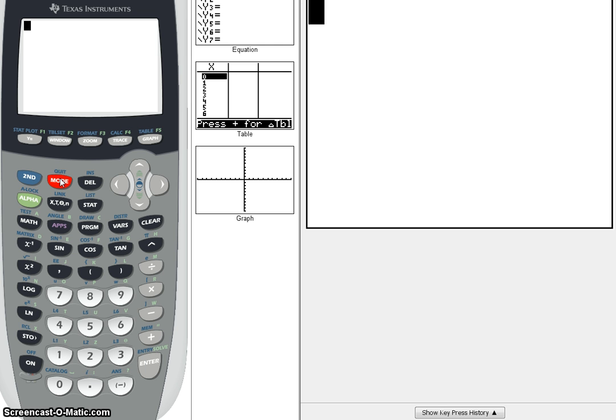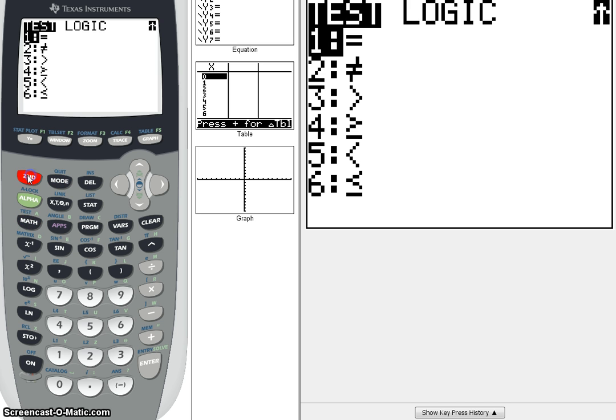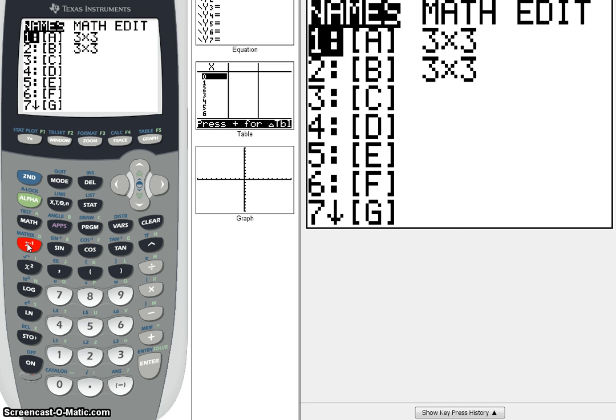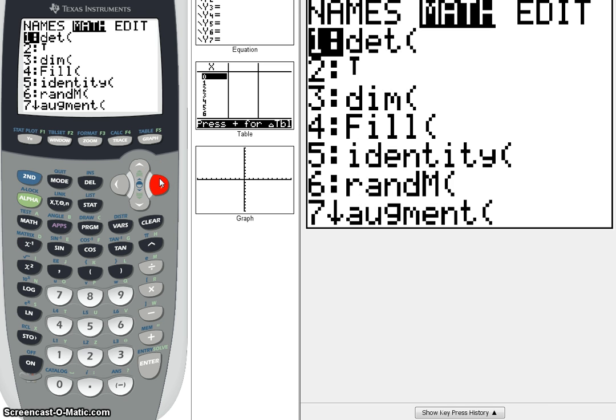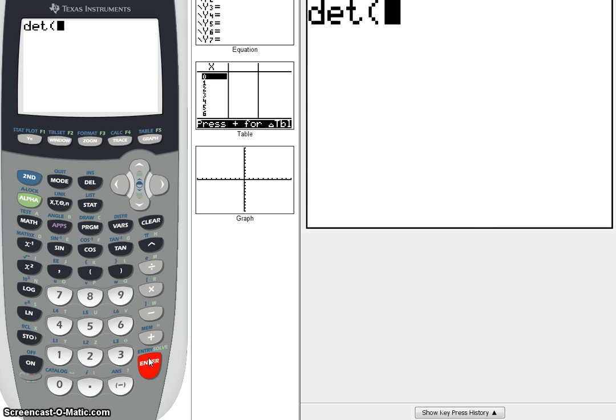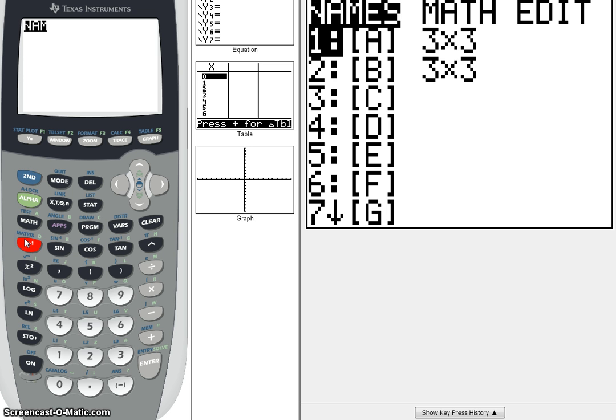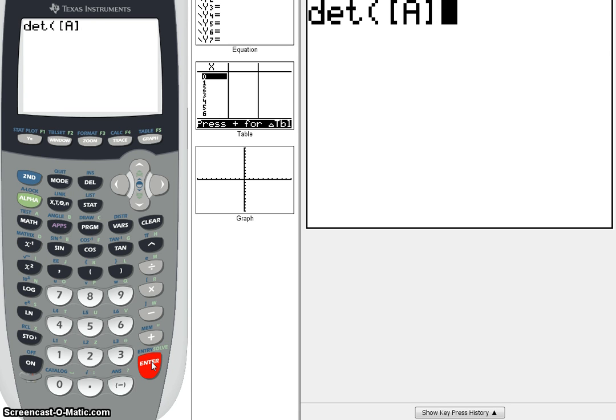So now the big keys that you need to know is you need to go back to our matrix. Oh, and I went to the wrong one, sorry. Back to our matrix. Now instead of going over 2 to edit, I'm just going over 1 to determinant. So I'm just highlighting determinant and hitting enter there. Now I need to tell the calculator determinant of what? I need to go back second matrix, so second x inverse. And I want to say of matrix A. I put my matrix into matrix A, so I just have that name highlighted and I put it in there.